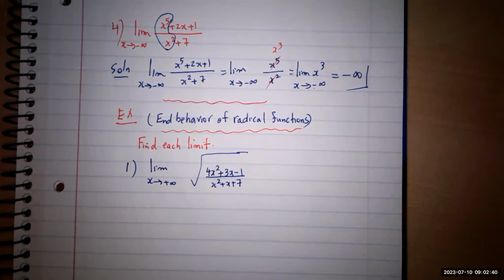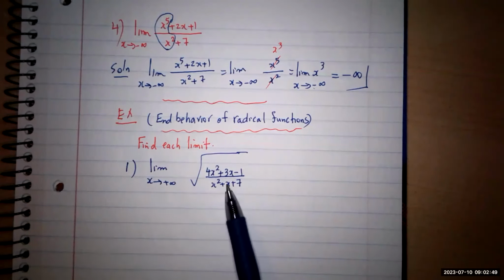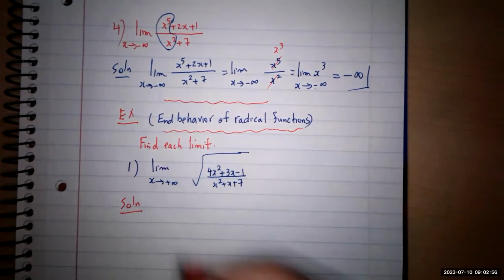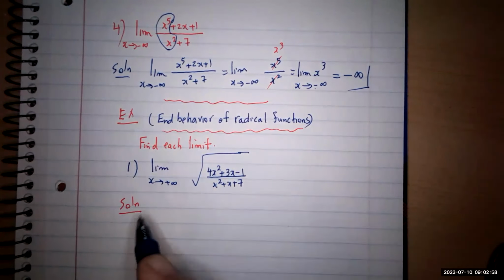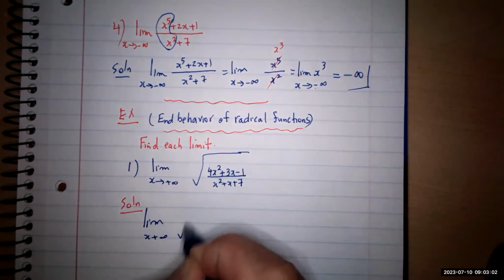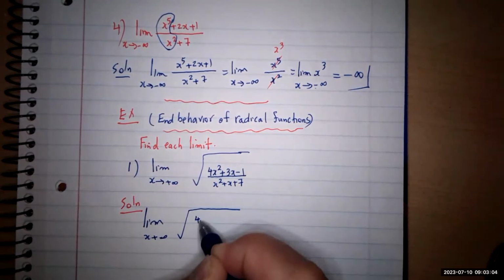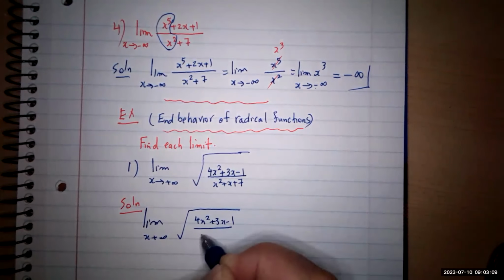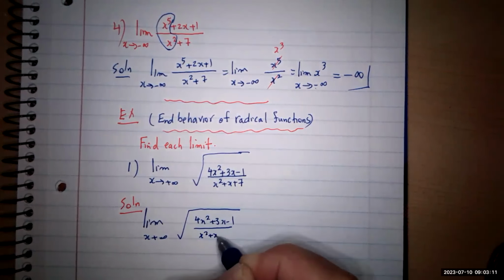You see, as we did before, if you want to find the limit of the radical, if you stay outside of the radical, you are not going to get anything. So in order to get it, you have to go inside the radical. Okay, so take the limit inside. Solution. So we have to rewrite. This is the given one: the square root of 4x squared plus 3x minus 1 over x squared plus x plus 7.